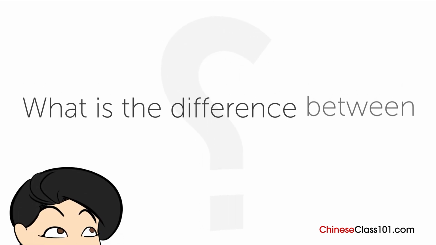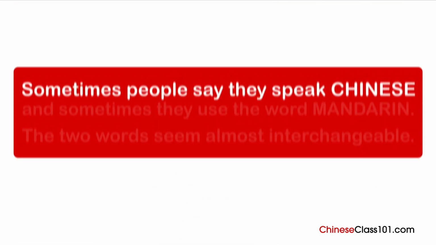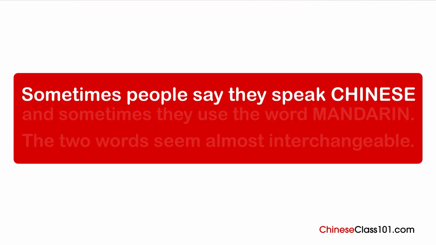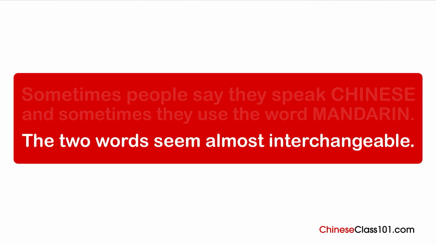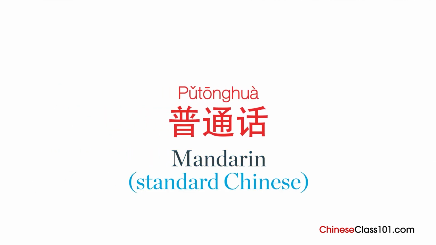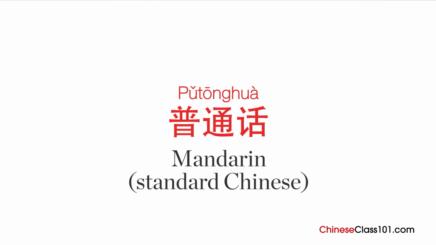The question for this lesson is, what is the difference between Mandarin and Chinese? Sometimes people say they speak Chinese, and sometimes they use the word Mandarin. The two words seem almost interchangeable. Mandarin, also known as Standard Chinese, 普通话, is the official language of mainland China and Taiwan.